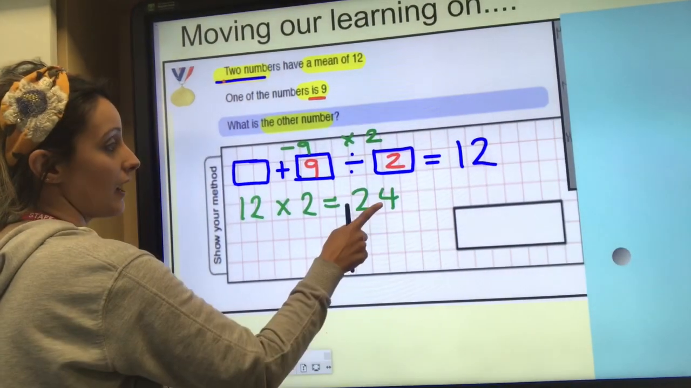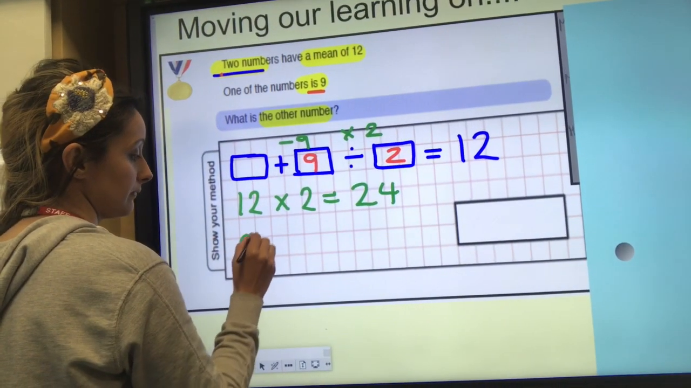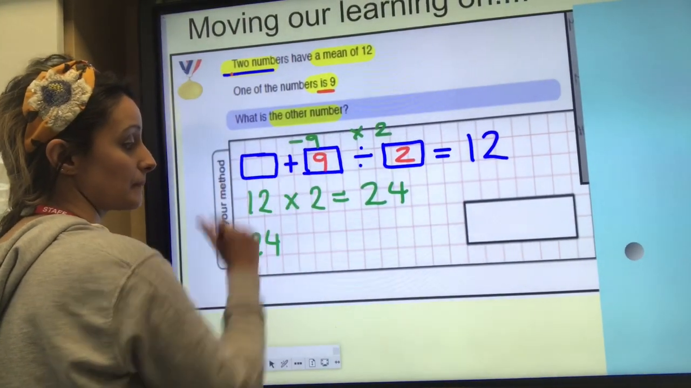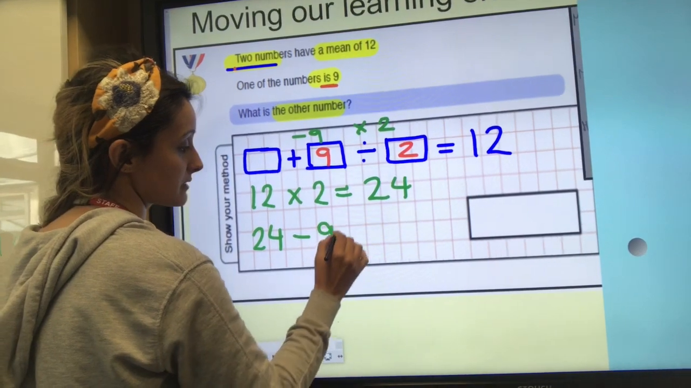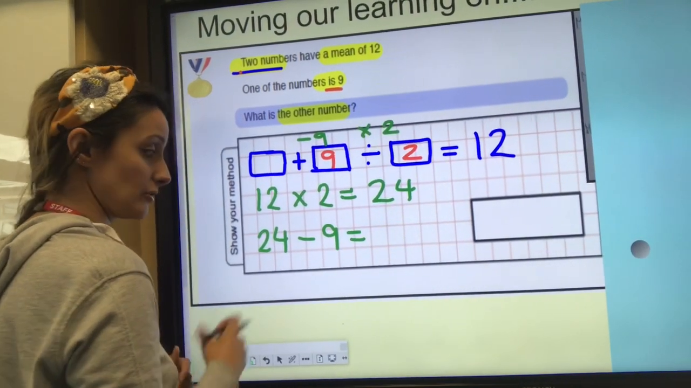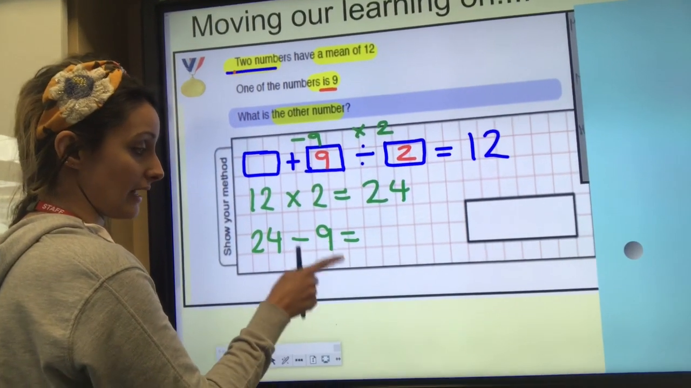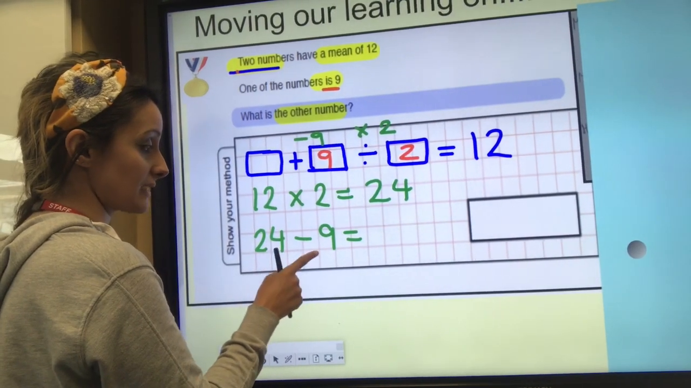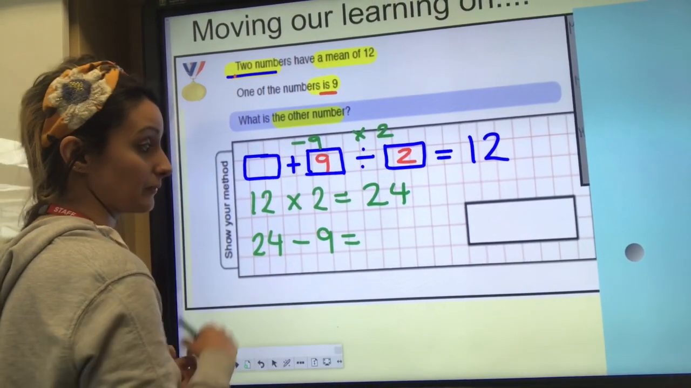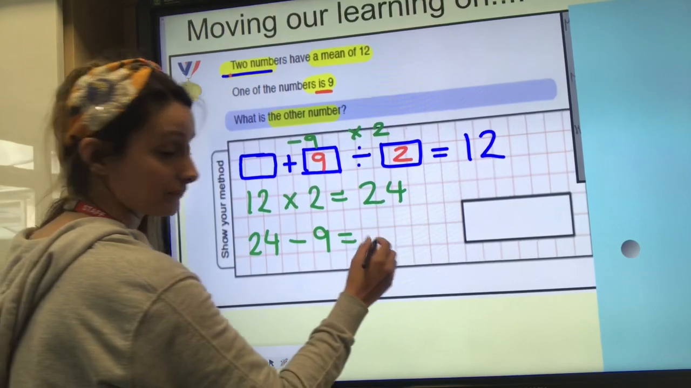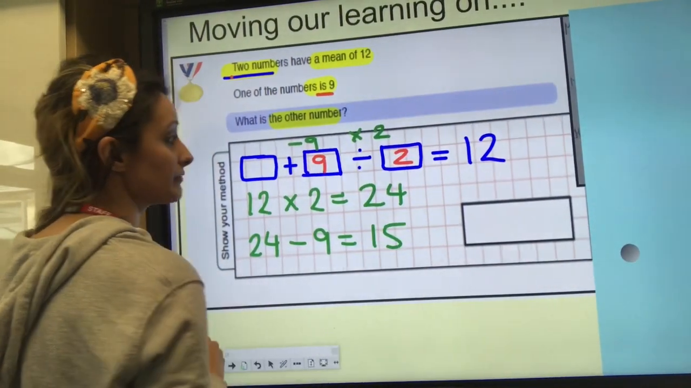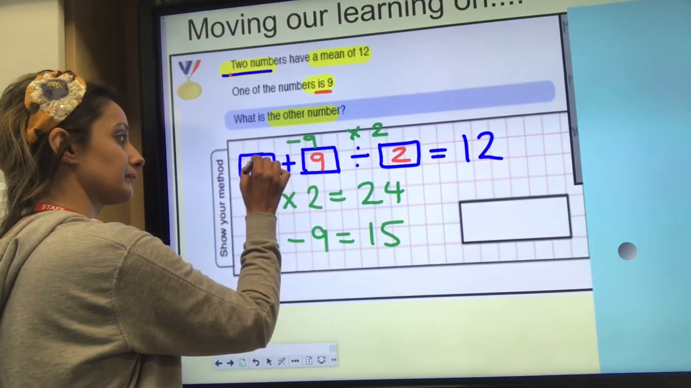Okay? I then start from that 24. And instead of adding 9, I'm going to minus 9. And 24 minus 9, well, if I do 24 minus 10, and then add that one, 24 minus 10 gives me 14. Add that one on, which gives me 15. Okay. So my final answer is 15.